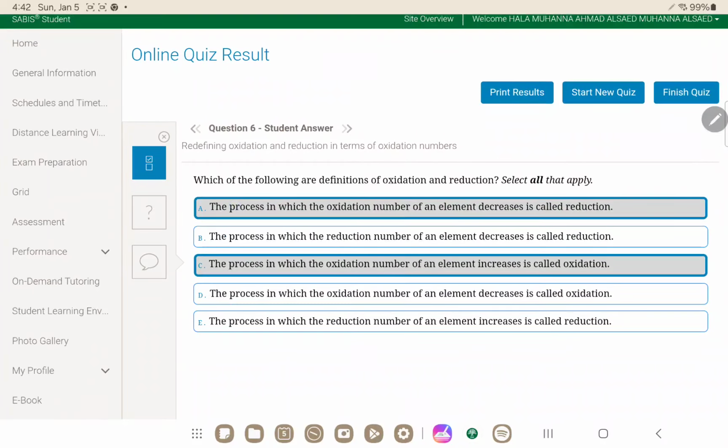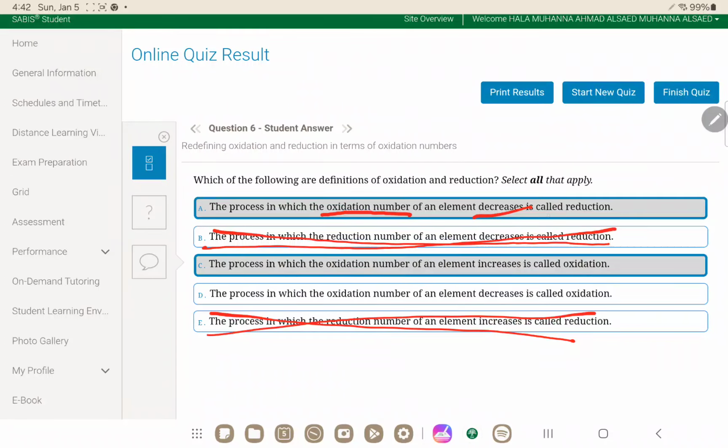Which of the following is the definition of oxidation and reduction? The process in which the oxidation number, because there's nothing called a reduction number. So whenever you see reduction number, just cross out your option. And from the name itself, if the oxidation number decreases, it gets reduced, then it's reduction. If it increases, it's oxidation. The name reduction kind of gives you the answer. Here, oxidation number should not decrease, it should increase to be called oxidation.